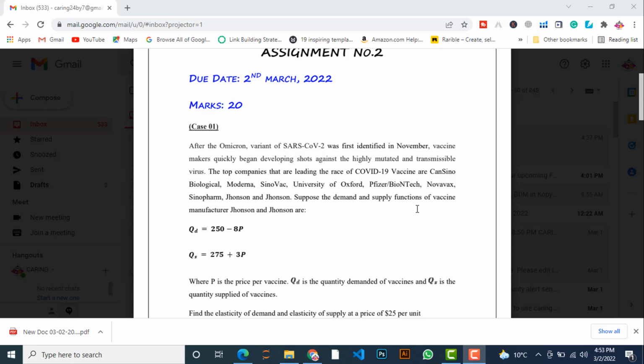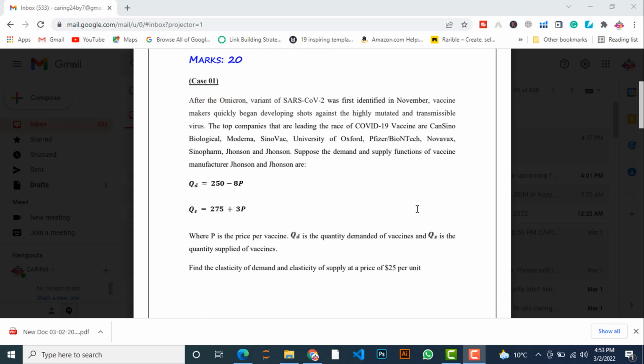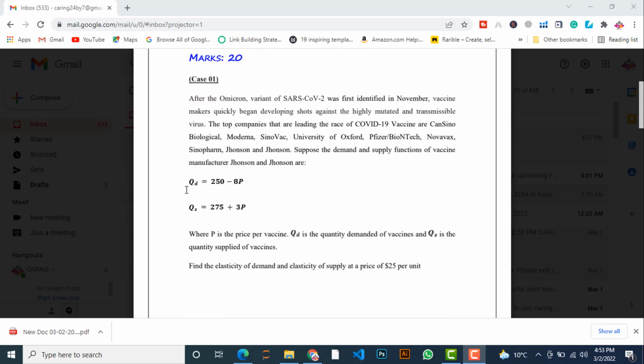Suppose the demand and supply functions of vaccine manufacturer Johnson and Johnson's are: QD, the quantity demanded, is equal to 250 minus 8P. This is the demand function for Johnson and Johnson's vaccine. The quantity supply function for the vaccine is 275 plus 3P, where P is the price per vaccine, QD is the quantity demanded of vaccines, and QS the quantity supplied of vaccines.